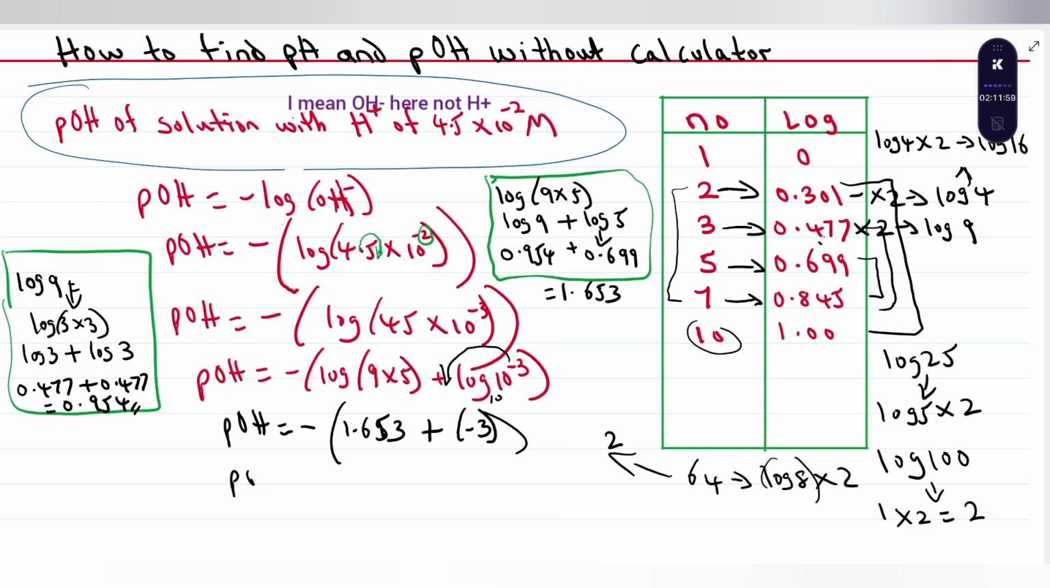So pOH now is equal to minus 1.653 minus 3. That will be equal to minus 1.347. And our pOH will be equal to minus 1.347 times minus 1. We have 1.347. And that's how we got our pOH for this solution. I hope that is clear. So it's not that complex.